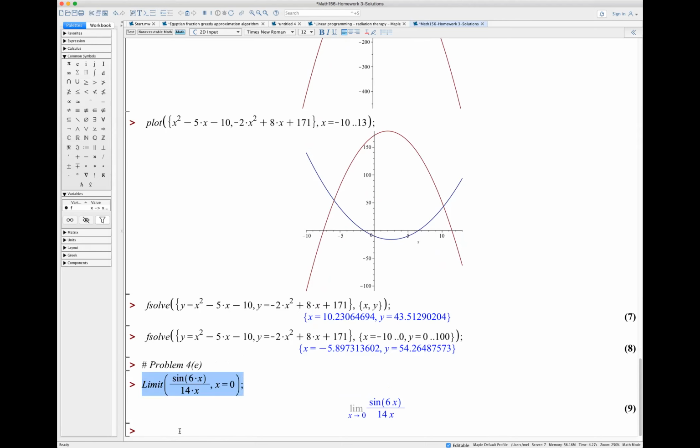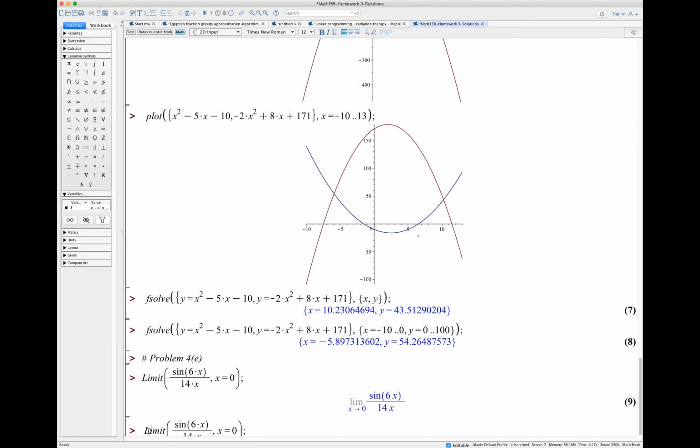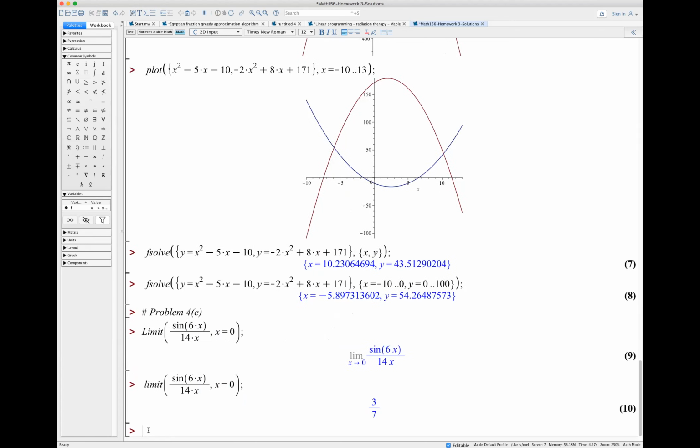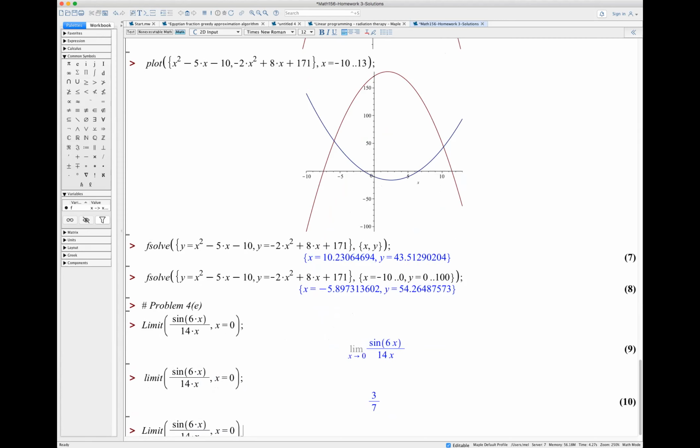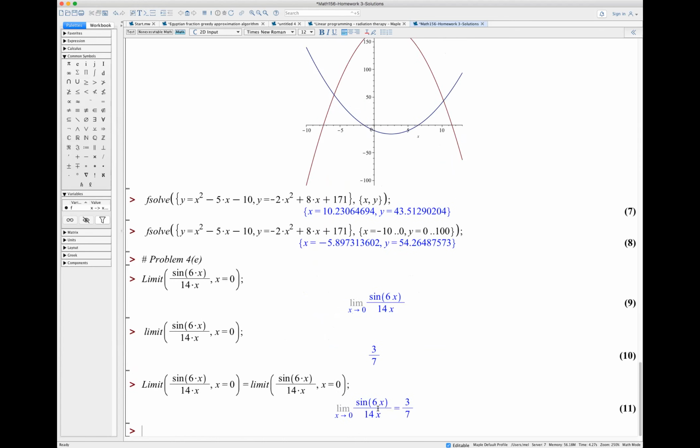If I use a lowercase l, I get the answer. And if I put them together, I get a very nice expression. I want a capital L on the left and a lowercase on the right. And this limit is equal to 3/7. And the others are done exactly the same way. Not every command, actually very few commands in Maple have uppercase and lowercase forms, but limit does.